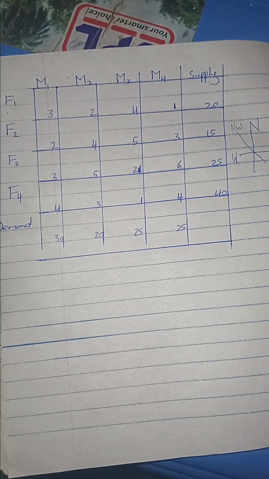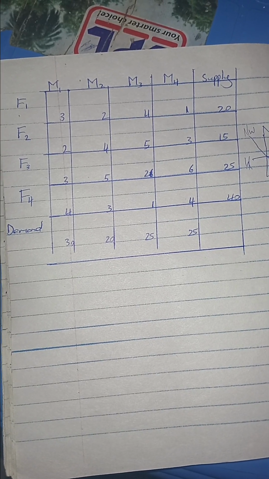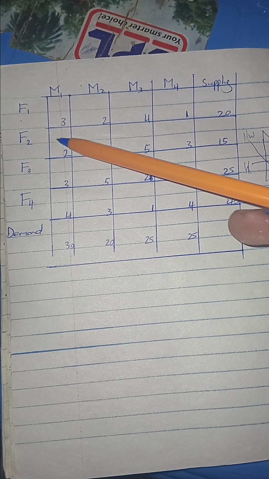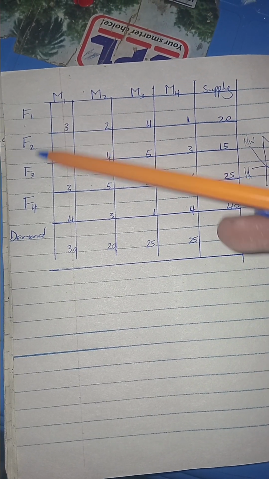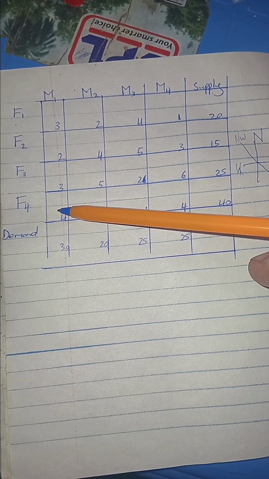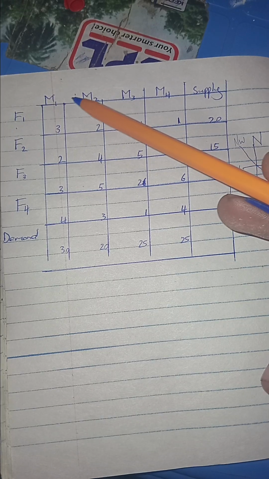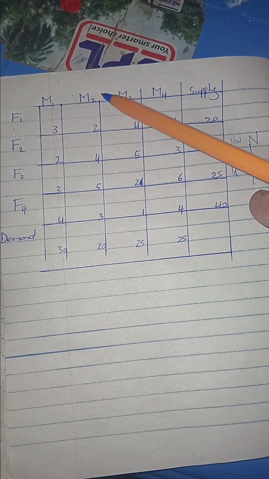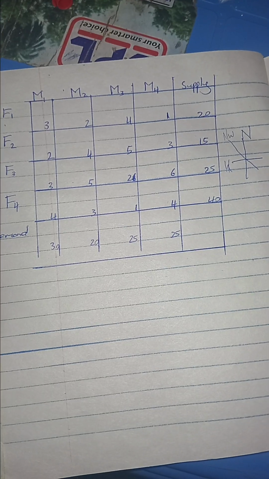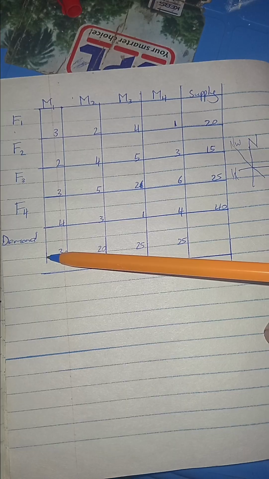We can see in our table, we have factories and the number of machines. We have 4 factories, that is factory 1, factory 2, factory 3, and factory 4. And then we also have machine 1, machine 2, machine 3, and machine 4. Apart from that, we have supply and we also have demand.